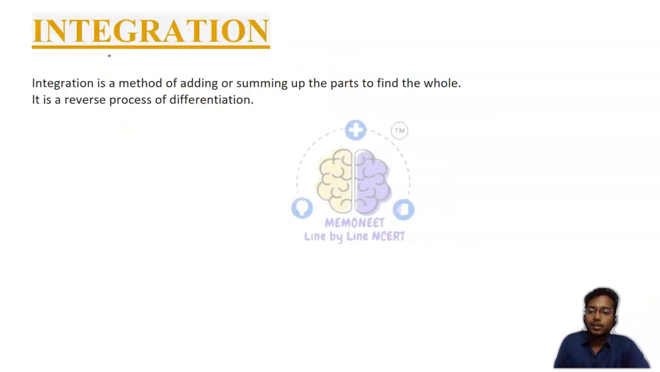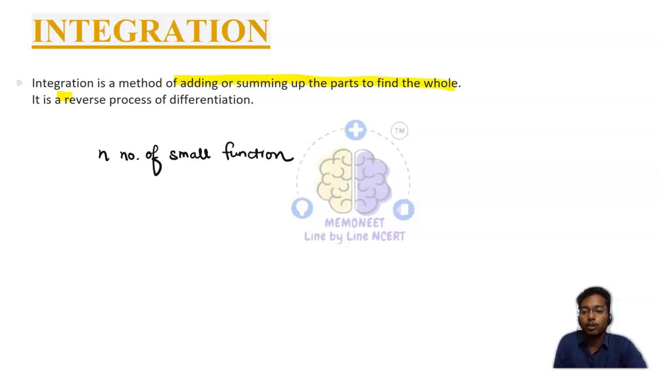Integration. Okay, what do we mean by that? Let's say we have n number of small functions, and when we sum them up and try to make a bigger function, so that we can calculate it easily, that process is known as integration. Integration means to sum up. Integration is a method of adding or summing the parts to find the whole. It is the reverse process of differentiation, just the opposite of differentiation.